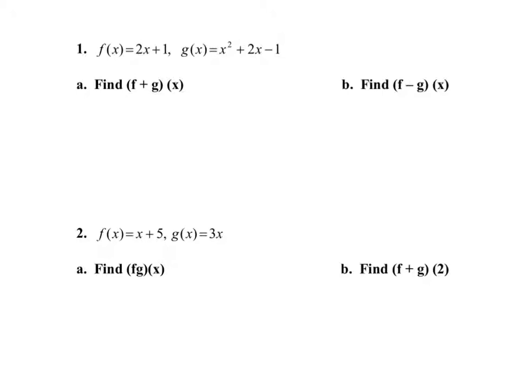Okay, we're given two functions for number 1. F of x is 2x plus 1, and g of x equals x squared plus 2x minus 1. For a, it just says find f plus g of x. So again, using the definition, this is the same thing as saying we're just going to take f of x and we're going to add g of x to it. So let's just substitute the equation. So f of x is 2x plus 1. Then we're going to add g of x to it, which is just x squared plus 2x minus 1.